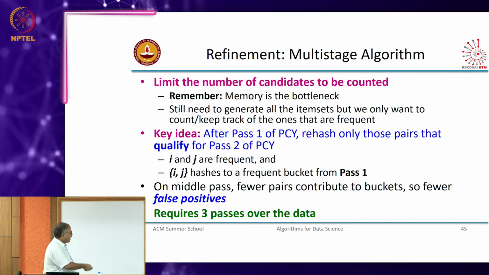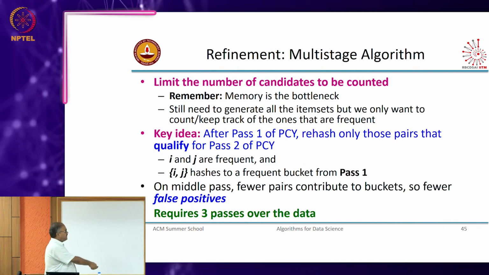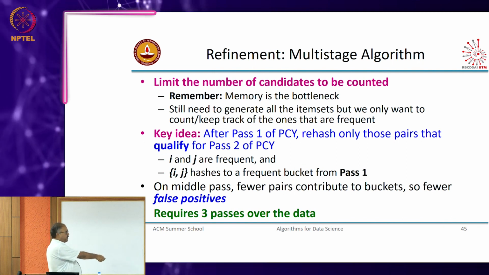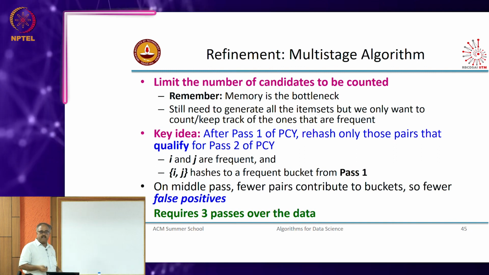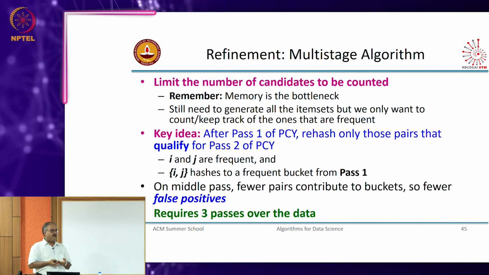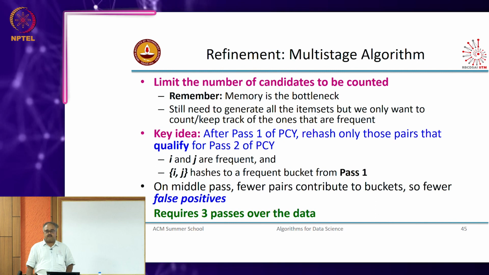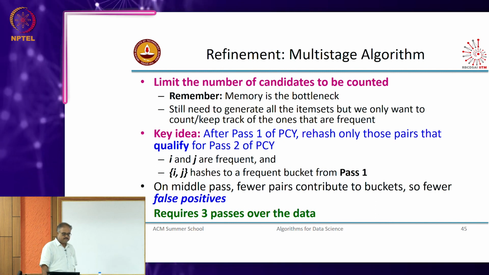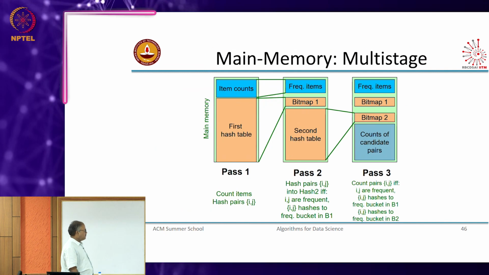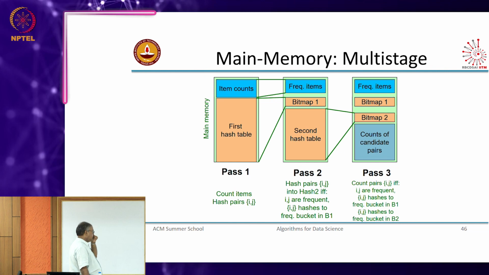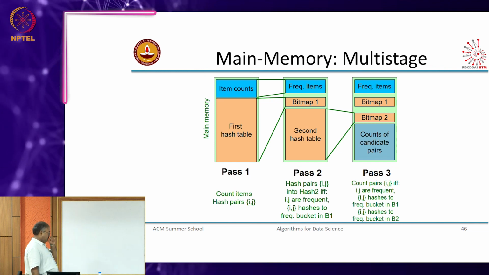I will again hash them. Remember the candidate pair condition: i and j both are individually frequent and ij hashes to a frequent bucket from pass 1. Now, there are a lot fewer candidates for me to hash and therefore, a lot fewer false contributors to the buckets. Then I go and do the actual counting in the third pass. So, this is basically what I do.